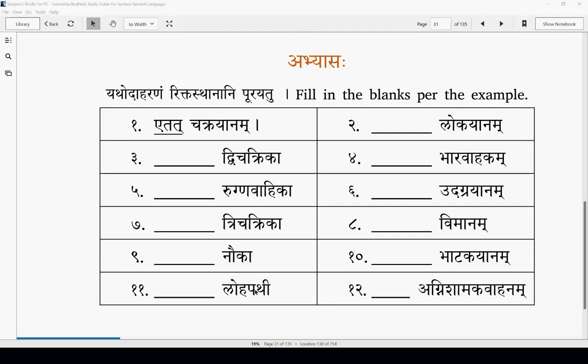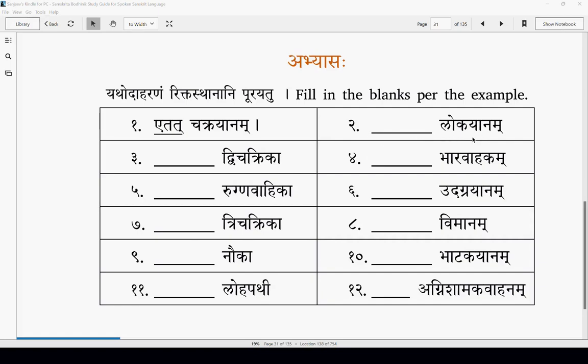Abhyasaha. Yathodahanam riktasthanani purayatu. This in Sanskrit: fill in the blanks per the example. So depending on the lingam, you have to put etat or whatever, saha, eshaha, tat, sa, esha, you can put here. Okay, who wants to do this? I can.